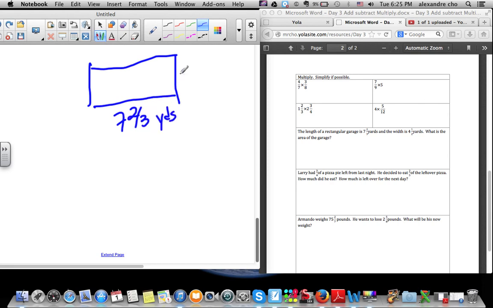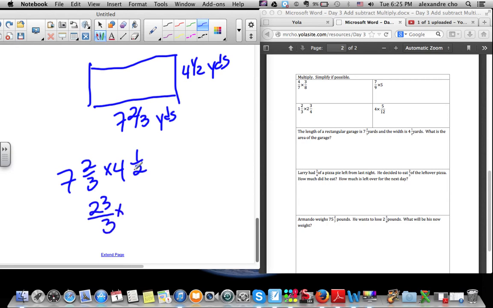And then the width is 4.5. This is 4.5 yards. What's the area of that garage? So area is base times height of a rectangle, so it's 7 and 2/3 times 4.5. Let's change that to an improper fraction. 3 times 7 is 21, plus 2 is 23. So you get 23 over 3 times 4.5, which is 9 over 2.